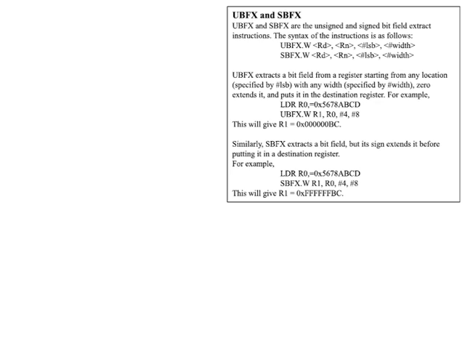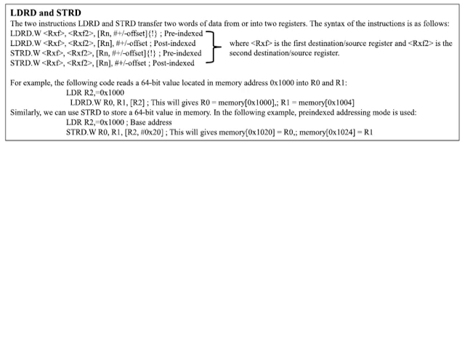So UBFX and SBFX, if you take, okay, unsigned and signed bit field extract. Okay, so the same thing is actually explained in the previous lecture. You can refer to that, and here also you can just go through that. It is pretty simple. Okay, so LDRD and STRD are the two instructions which will transfer two words of data from or into two registers, that is from the register or into the register.